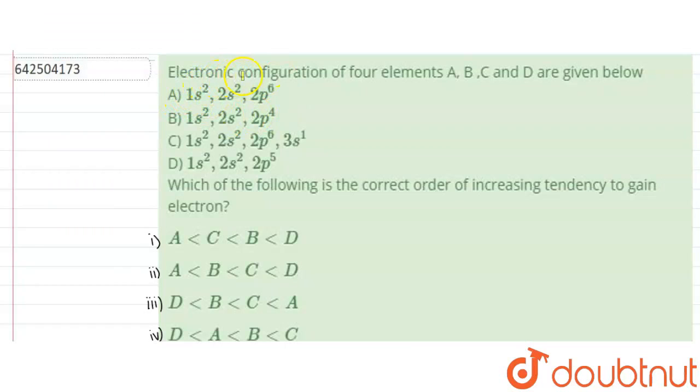Okay, so hello everyone. Now this question says that electronic configuration of four elements which are A, B, C and D are given below. So these are the electronic configurations. We have to tell which of the following is the correct order of increasing tendency to gain electron.